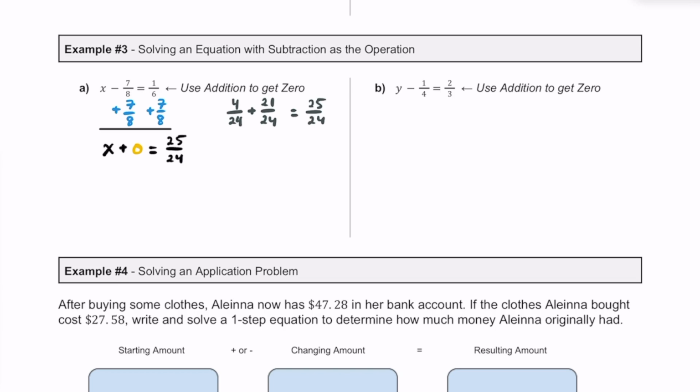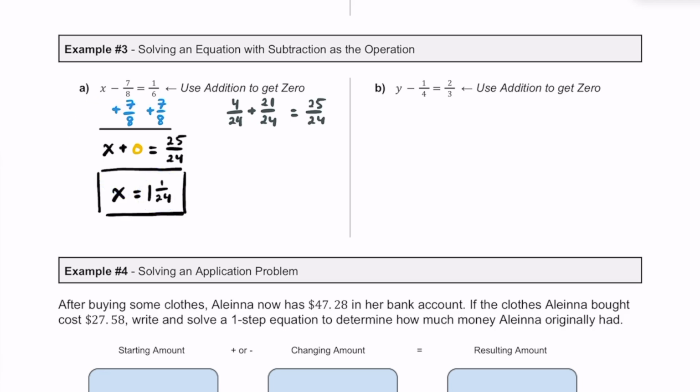And then using the identity property of addition, x plus 0 is really just x. So x would be equal to, up to you if you want to write an improper fraction or mixed numbers if it's not a word problem. I'm going to write a mixed number. It's going to be 1 and 1/24. So this would be the only number that x could possibly be that would make this equation true. You could take this and substitute it in right here if you wanted to check it, right? And do 1 and 1/24 minus 7/8. And I promise after you simplify, it'll equal 1/6.